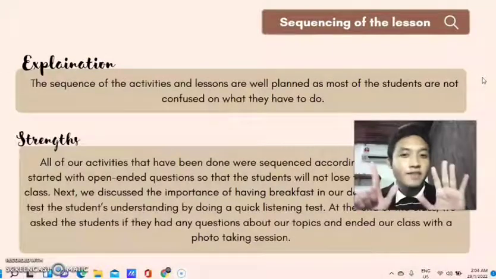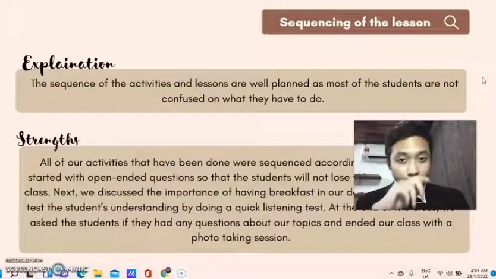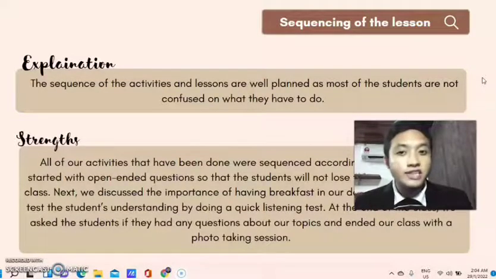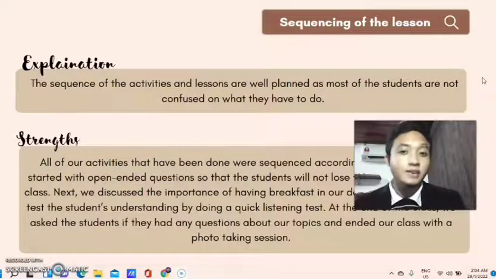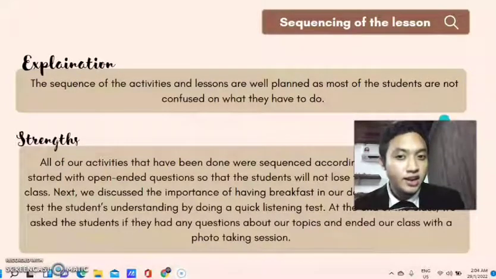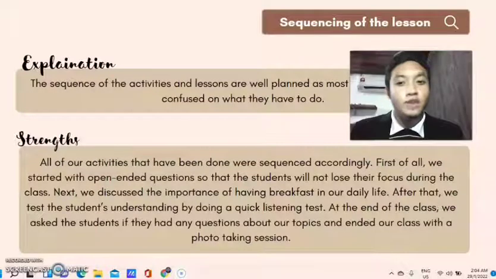Moving on to the seventh aspect, which is sequencing of the lesson. The sequence for all of our activities and lessons was well planned, and most of the students were not confused about what they had to do. This aspect focuses more on strength as all of our activities were sequenced accordingly.